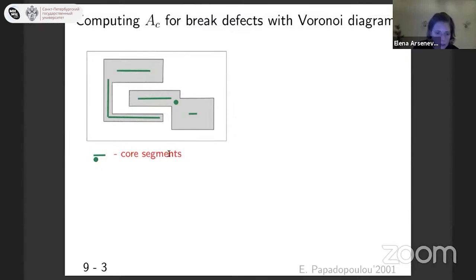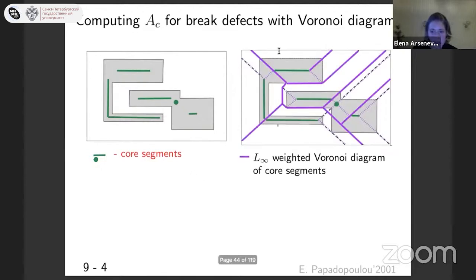And it's actually also a variation of Voronoi diagrams, because these are bisectors between the pairs of sides of the border of the polygon. But I go further and I compute the Voronoi diagram of these green things, of the core segments. And because I'm now considering the square shaped defects, then my metric should be L infinity. So my unit ball will be a square. So the Voronoi diagram with respect to this L infinity norm, and also weighted as follows.